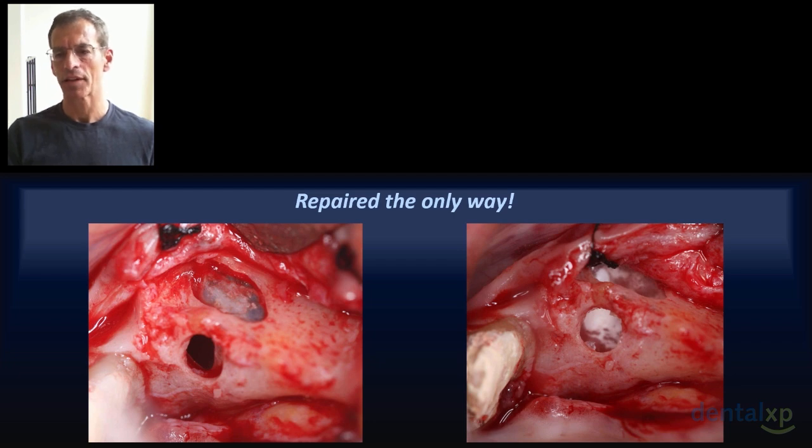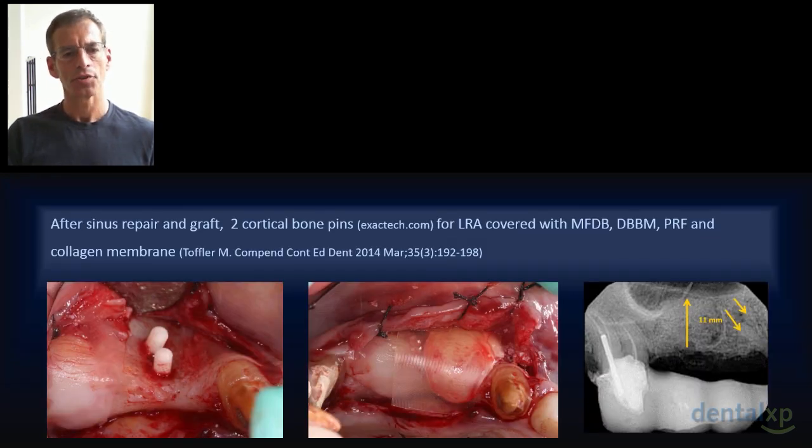I then graft my sinus as I would in a traditional lateral approach. Here you see I have inserted 2 cortical bone pins, which I reported on in the Compendium in 2014 for lateral ridge augmentation. The pins are covered with mineralized freeze-dried bone, bovine bone mineral, and platelet-rich fibrin and collagen membranes. Here you clearly see my sinus augmentation and the 2 pins in place for lateral ridge augmentation.